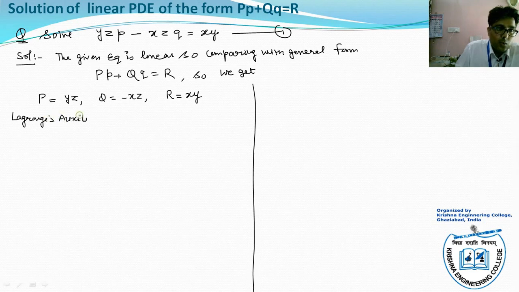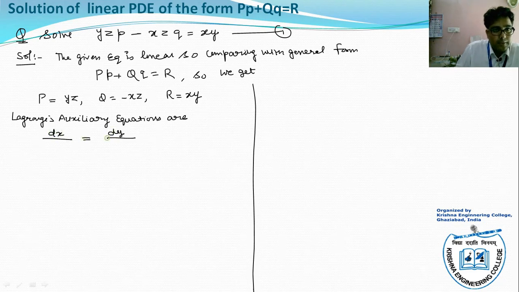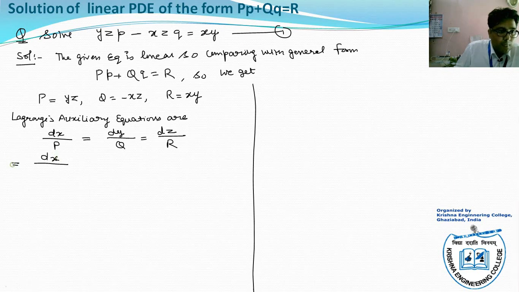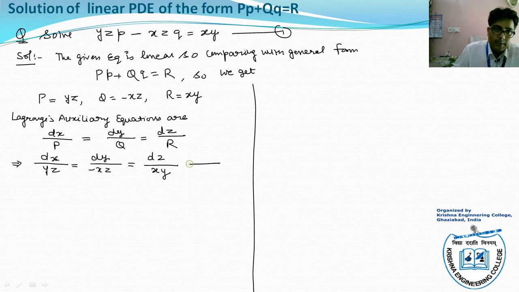Lagrange's auxiliary equations are dx, dy, dz upon capital P, capital Q, capital R. Put the values of capital P, capital Q, capital R: dx upon the value of capital P, which is yz, and dy upon the value of capital Q, minus xz, and dz upon the value of capital R, which is xy. Clear? This is equation number second.